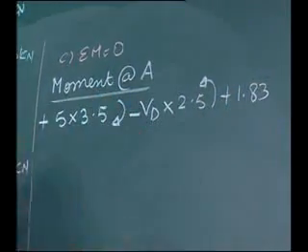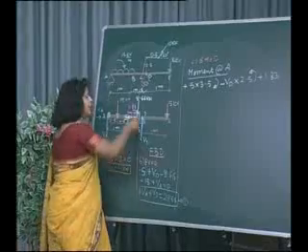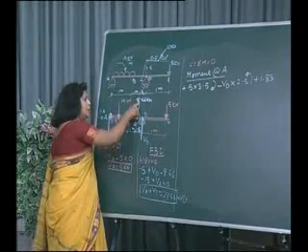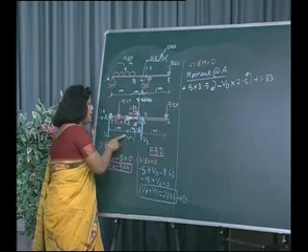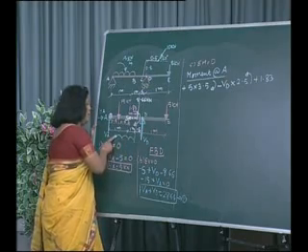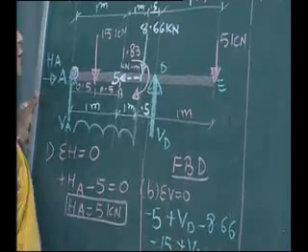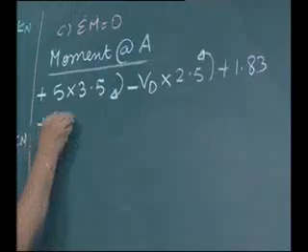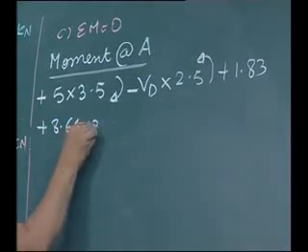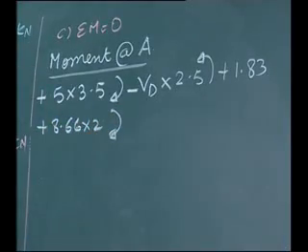Then fourth is the 8.66 force. This is the line of action of the force, and what is the distance? 1, 0.5 and 0.5. So that is equal to how much? 2. So 8.66 into 2. Again it is in the clockwise direction, so it will be positive.